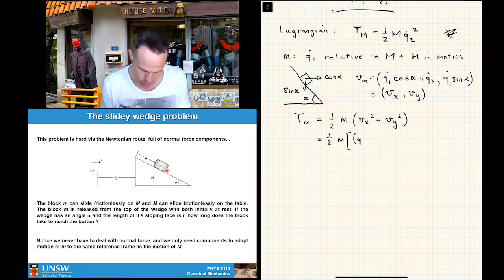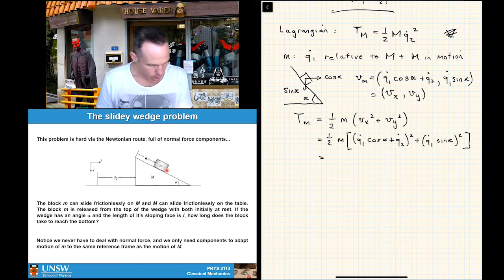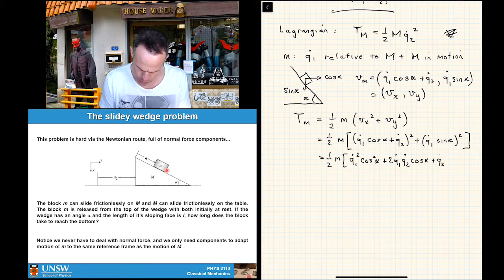This is going to be q1 dot cos alpha plus q2 dot, all squared, plus q1 dot sine alpha, squared. We can work our way through and do everything we need to in here in terms of squares. This is going to be a half m, q1 dot squared cos squared alpha plus 2 q1 dot q2 dot cos alpha plus q2 dot squared plus q1 dot squared sine squared alpha.